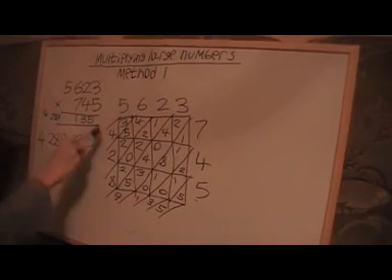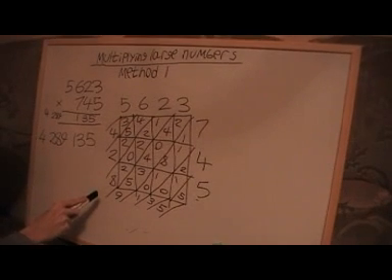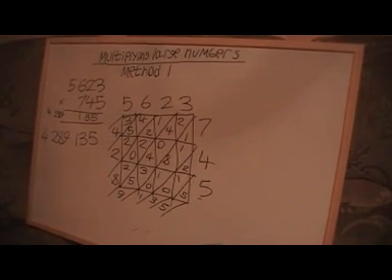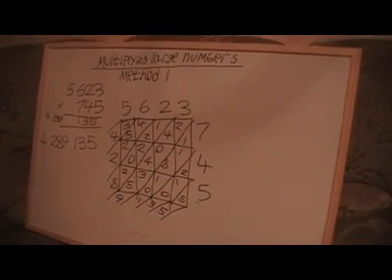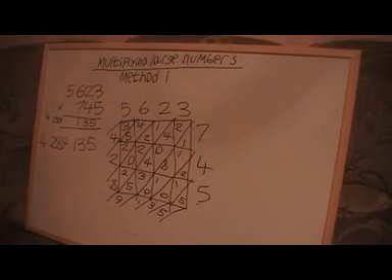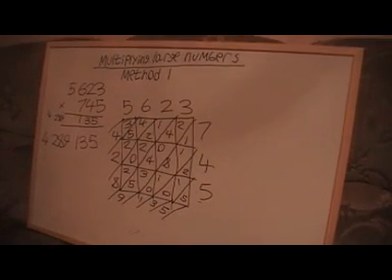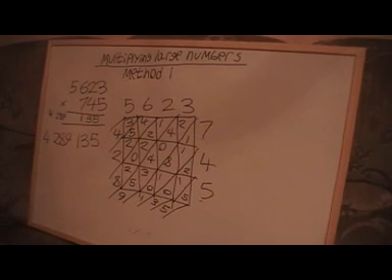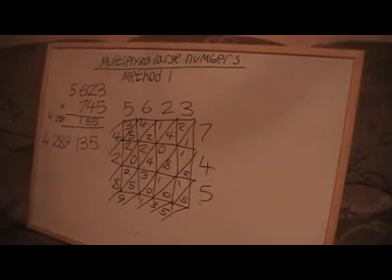So that means the answer is 4,289,135. The next time I'll teach another method for how we can multiply large numbers. It doesn't matter which method you want to use, they'll all get you the right answer, okay?